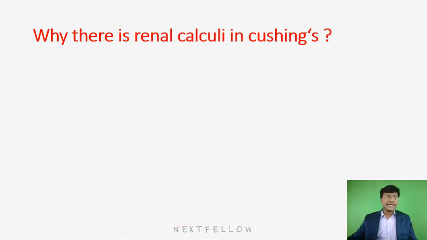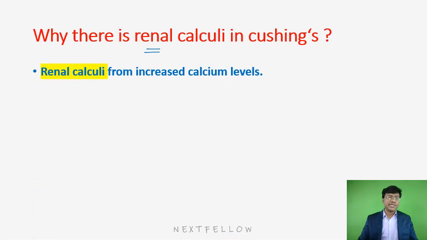Then followed by that, why is there renal calculi in Cushing's, right? Why there is renal calculi in Cushing's is because there is excessive release of steroids, and these steroids have osteoclastic activity, and once there is osteoclastic activity, that will result in bone resorption. Thereby there will be hypercalcemia. So whenever there is hypercalcemia, that will result in the accumulation of renal calculi. The calcium gets deposited in the form of renal stones. So there will be renal calculi from increased calcium levels.